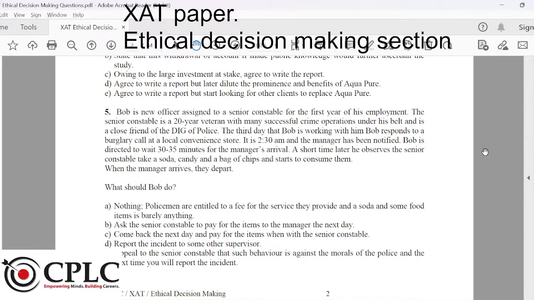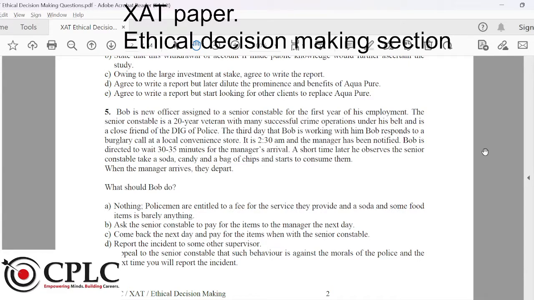D: Report the incident to some other supervisor. Not a good idea, because even if it is reported, since he is a close friend of the DIG, there won't be much action, and this is not a crime that he has done. So there won't be much investigation or ruling. E: Appeal to the senior constable that such behavior is against the morals of the police, and the next time you will report the incident. This person is a 20-year veteran, so appealing to him about the morals of police will not be a good idea, because he already knows what is right and wrong. All he is doing is something not ethical. So we are left with two options.